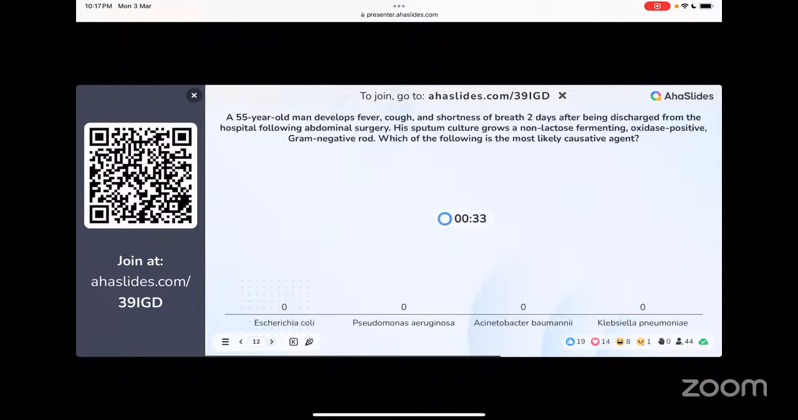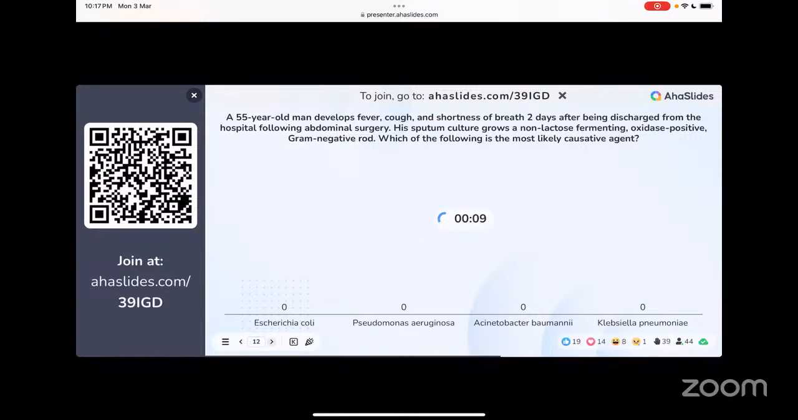A 55-year-old man develops fever, cough, and shortness of breath 2 days after being discharged from the hospital following abdominal surgery. His sputum culture grows a non-lactose fermenting, oxidase positive, gram-negative rod. Which of the following is the most likely causative agent? We are asking you the causative agent. And as you can see, it is a gram-negative rod.